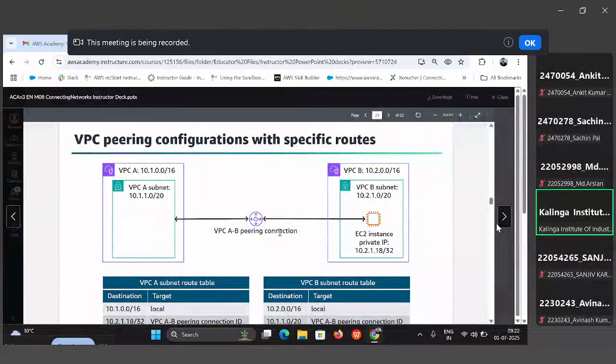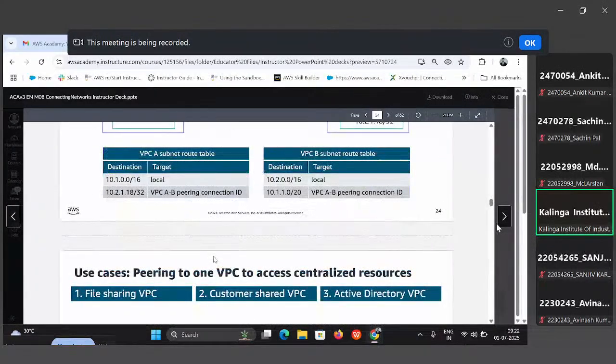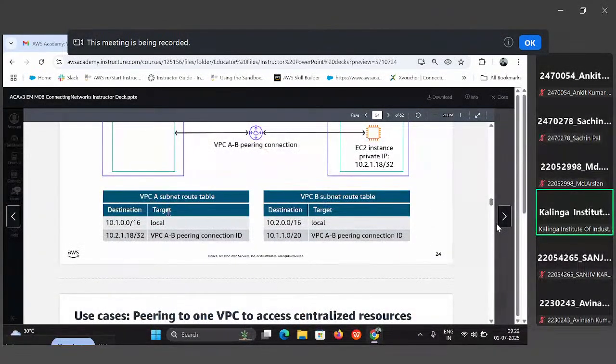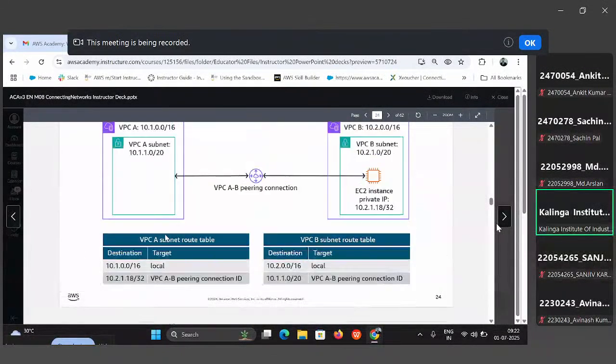using peering connections, right? So VPC A, B. Similarly, VPC-A subnet route table and VPC-B subnet route table. So here you can see the target is local and the destination is 10.1.0.0/16. Just now we have seen, and this is for another VPC route table.